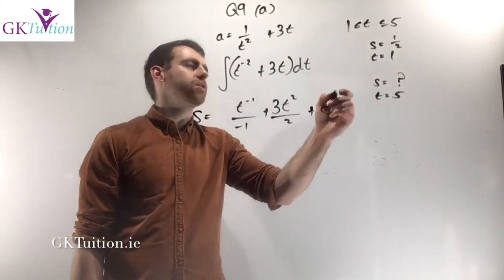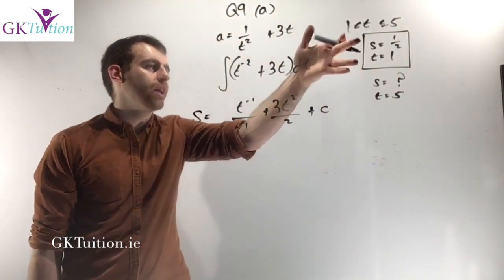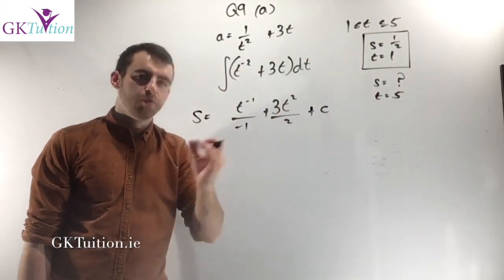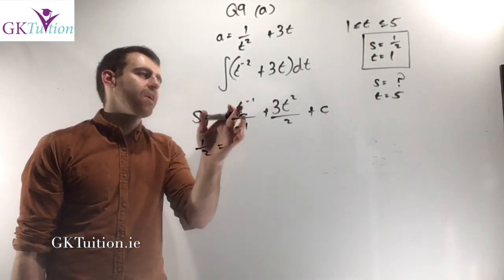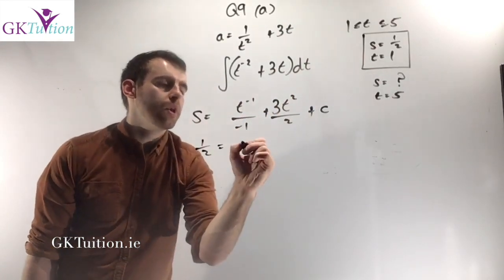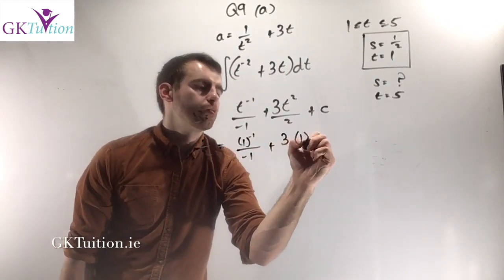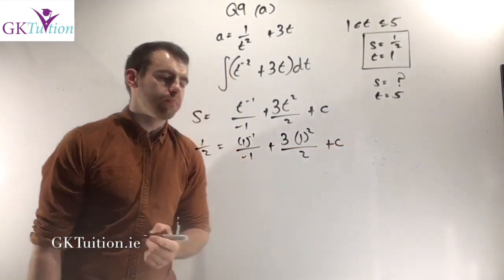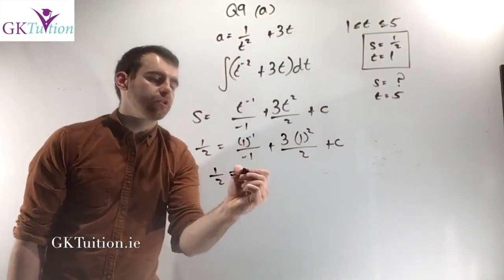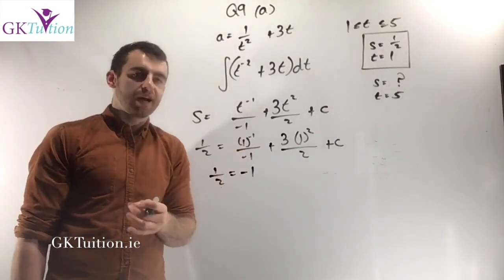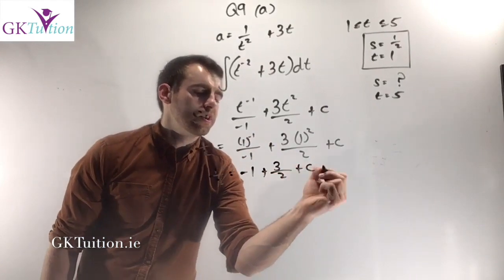And they told me in the question that after 1 second, the speed is a half. So if I sub in the information given there, I'll be able to work out what my c is. If I sub in s equals a half, I know that the speed is a half, and I can sub in t equals 1. So I just get 1 to the power of minus 1 over minus 1 plus 3 times 1 squared over 2 plus c. Now if I simplify this down, I just have a half here. All of this is just going to become minus 1. If you plug that into your calculator, you're just going to get minus 1. While on this one, you're going to get 3 over 2 plus c.